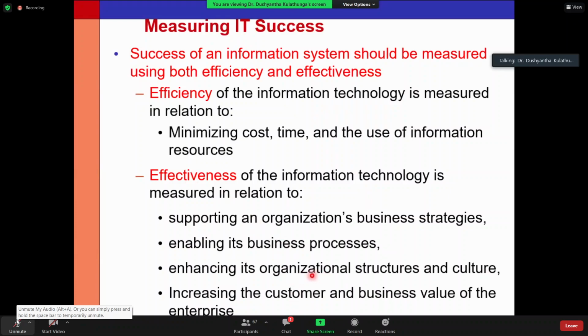Now, what is customer value? Can someone tell? You should definitely learn it under the marketing course.